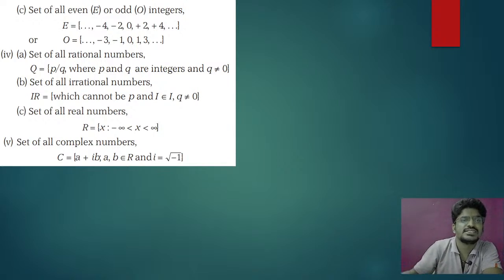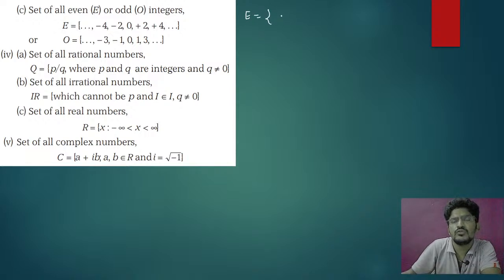So next, set of even and set of odd integers. You can see even integers E will be equal to 0, plus or minus 2, plus or minus 4, plus or minus 6, plus or minus 8, and so on. Okay.